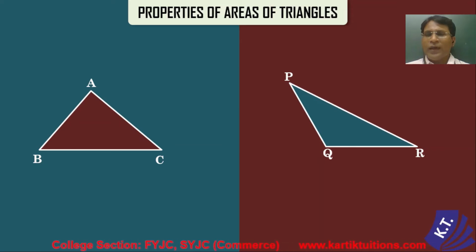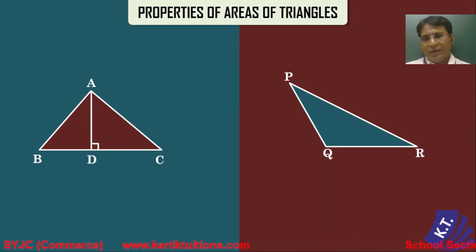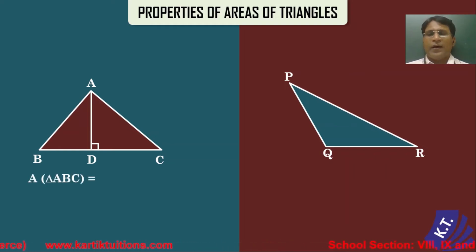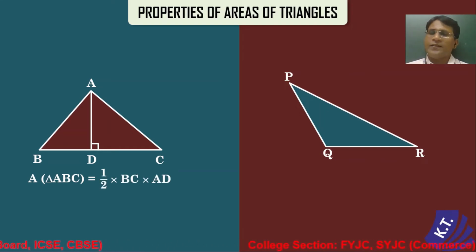Now if I talk about area of triangle ABC, I was not having a height, so I have taken AD perpendicular to BC, where AD will be my height and BC will be my base. Why do I need it? Because we are going to talk about area, and area of triangle is what? Half into base into height. And here I consider base BC and height as AD.